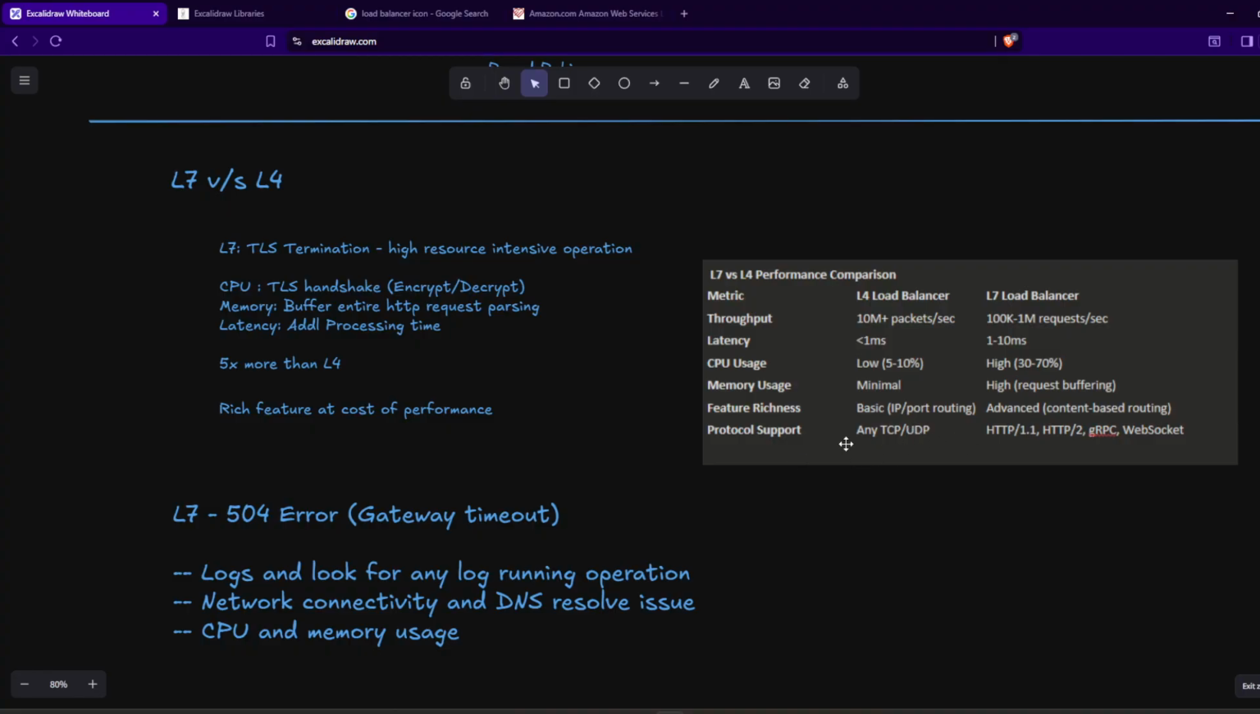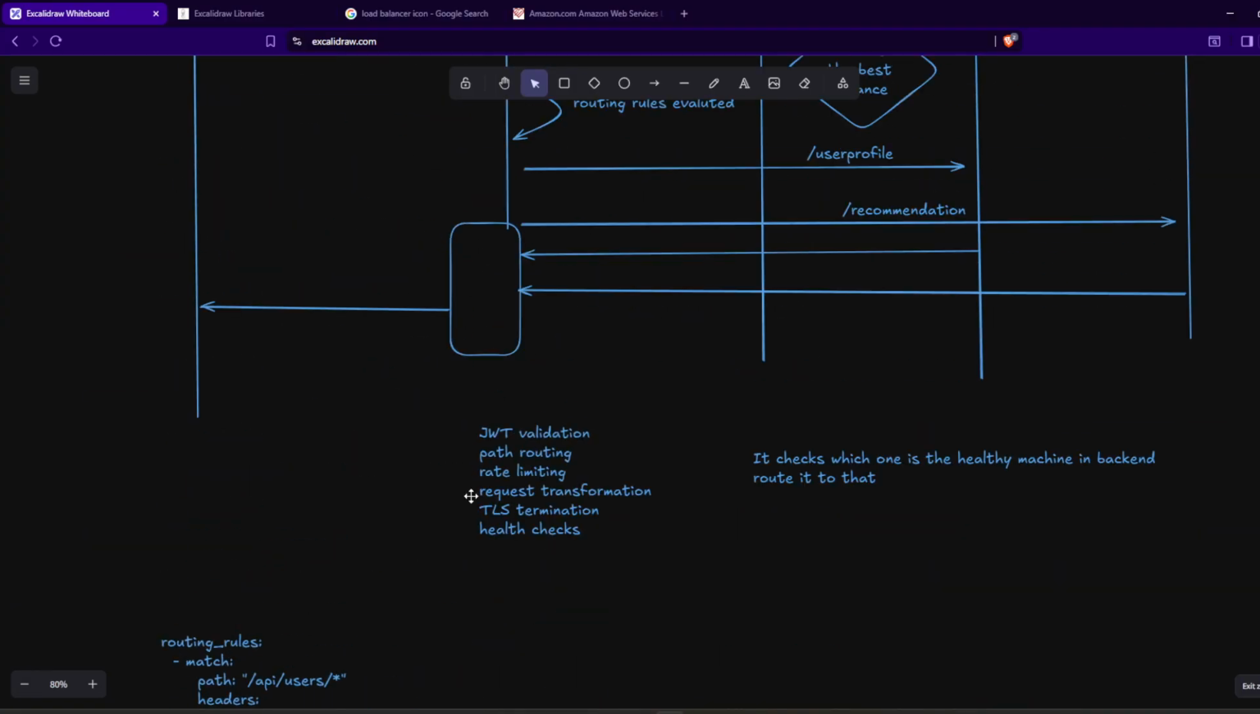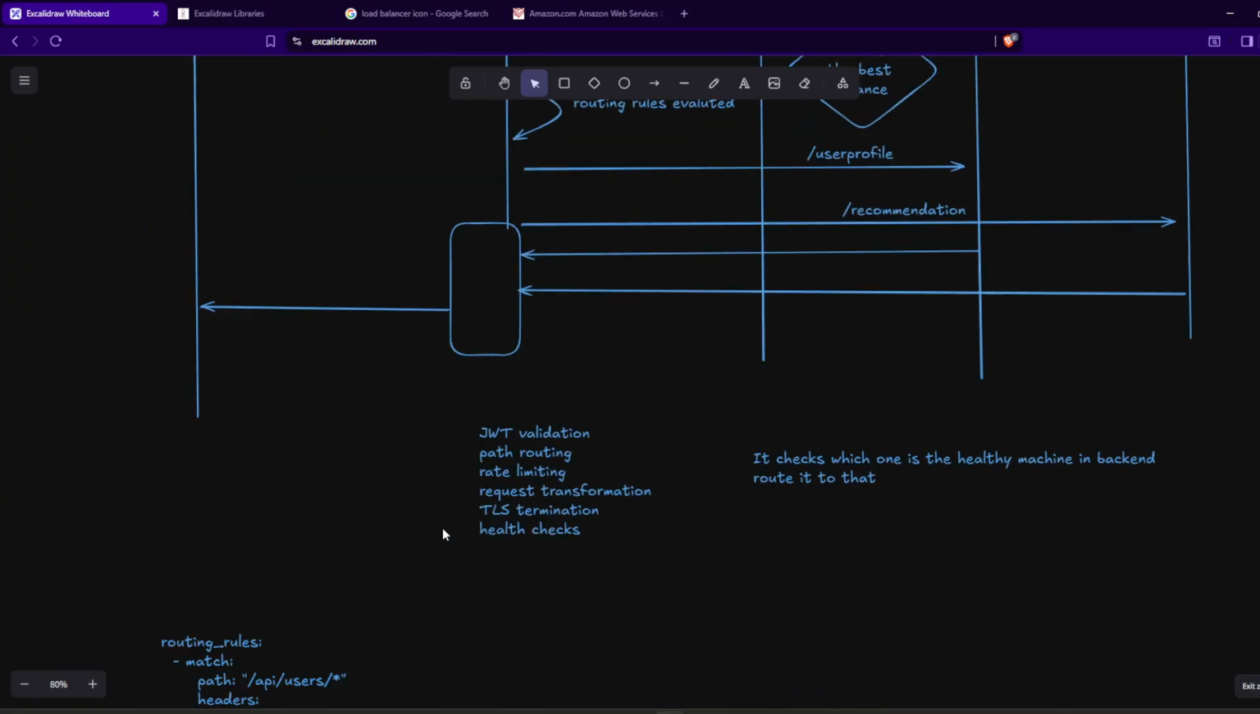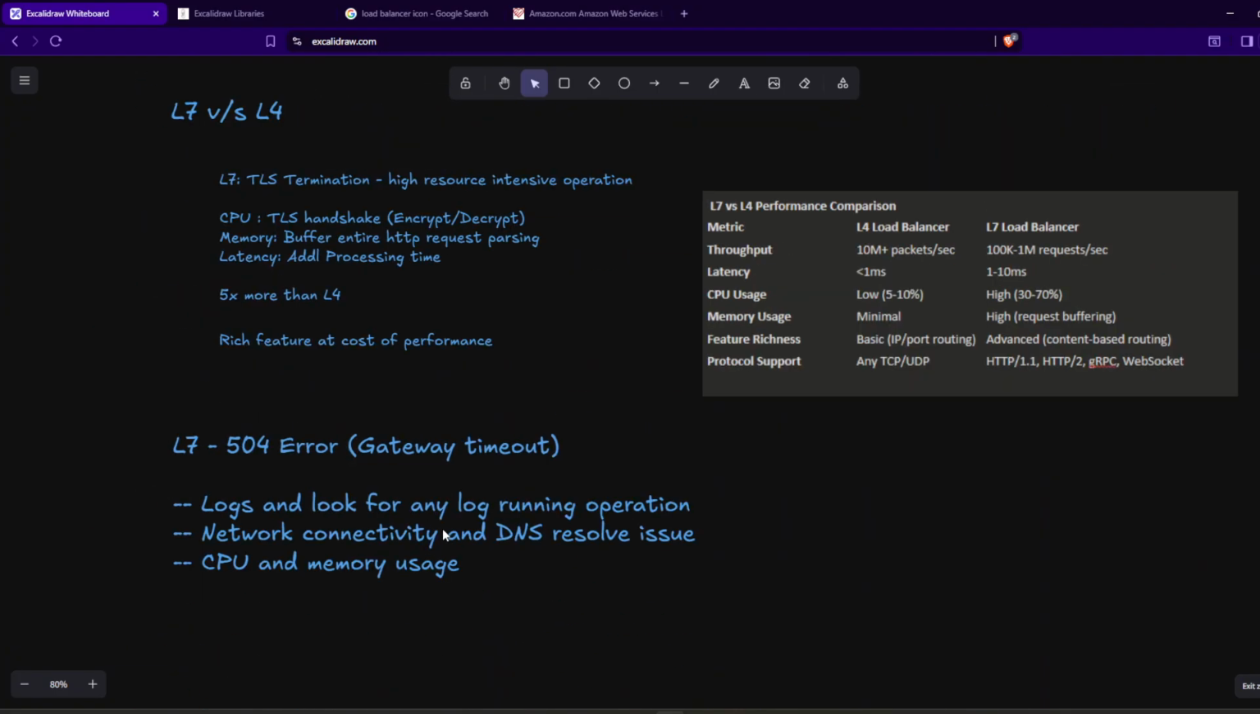And one important thing is that L4 supports any TCP or UDP, but L7 supports HTTP, gRPC and WebSocket, mostly the TCP connections. So this is again one of the most differentiating factors. If we have to deal with UDP traffic, like we had in the case of multiplayer gaming, we have to use L4 because L7 doesn't really support UDP.